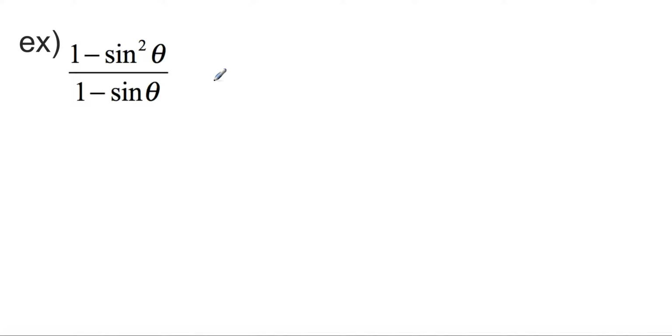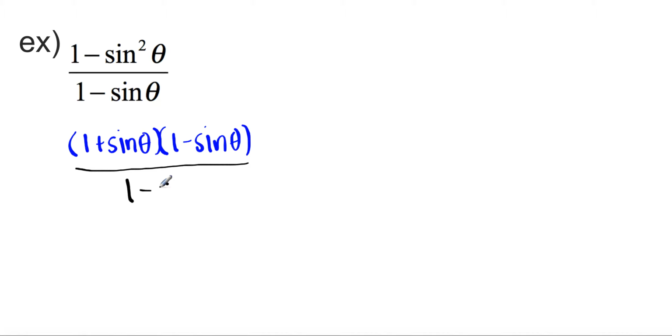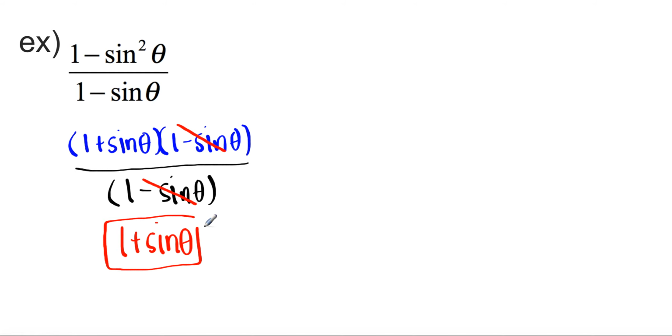But what you can do is factor this numerator because it's a difference of squares. So we can rewrite that as 1 plus sine theta times 1 minus sine theta, all over 1 minus sine theta. And now the quantities cancel. You couldn't cancel out just the pieces; you had to cancel out the entire quantity. We have a 1 minus sine theta in the numerator and a 1 minus sine theta in the denominator. So I'm left with just 1 plus sine theta, and that's completely simplified.